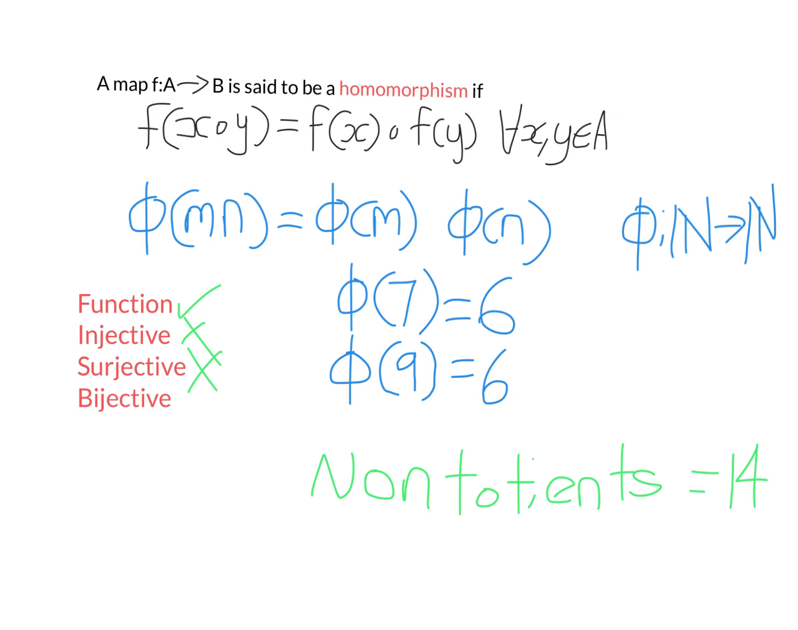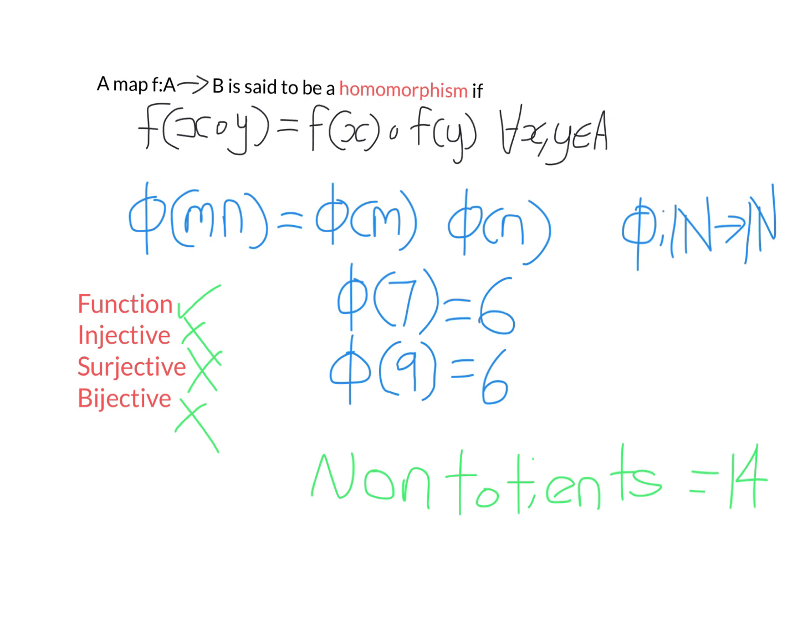There is no natural number that has exactly 14 integers less than the number that are co-prime. So because this is a non-totient number, this is sufficient for us to say that not every natural number is the answer to one of these. Not every natural number is mapped to by Euler's totient function. So because it is neither injective nor surjective, it is not bijective.